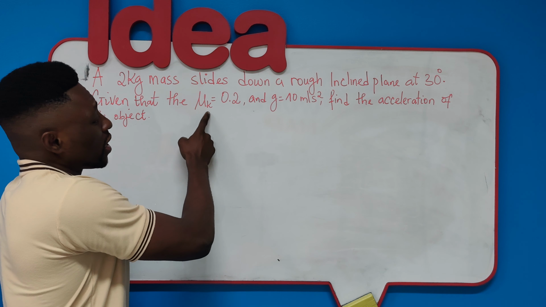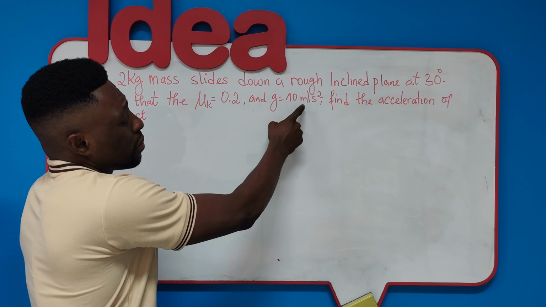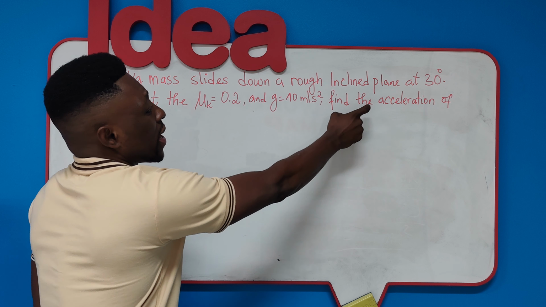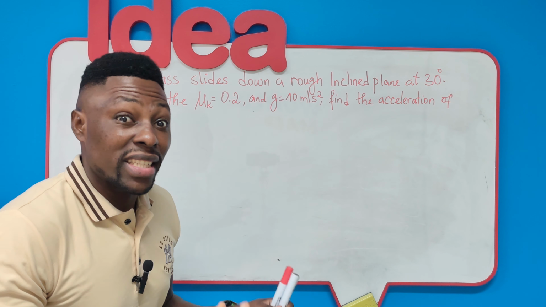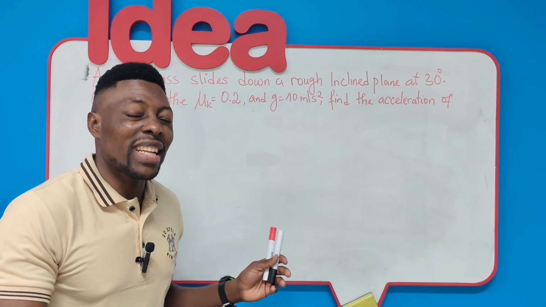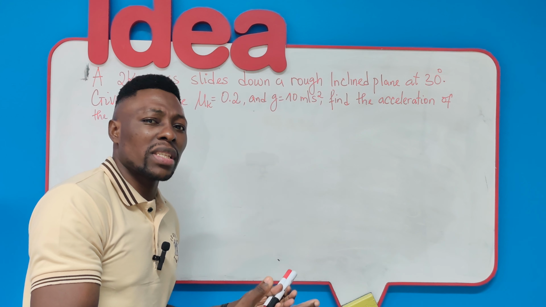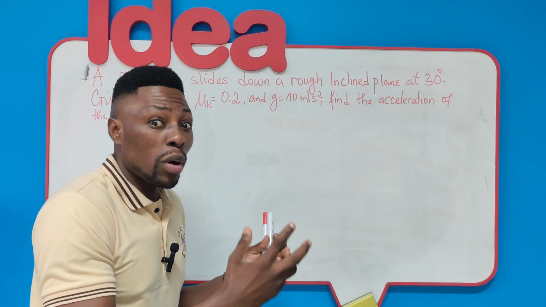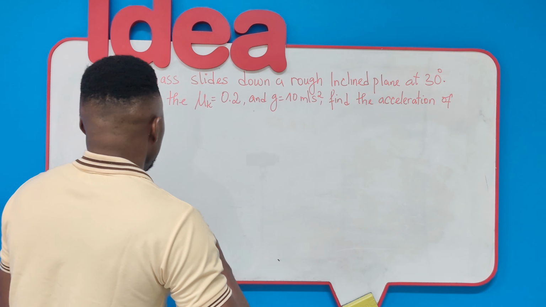A 2 kilogram mass slides down a rough inclined plane at 30 degrees. Given that the coefficient of kinetic friction is 0.2 and g equals 10 meters per second squared, find the acceleration of the object. To begin, dear friends, the acceleration of this object is no longer g, simply because other forces are coming into play and we are no more in the context of free fall. Okay, so follow me, dear friends.